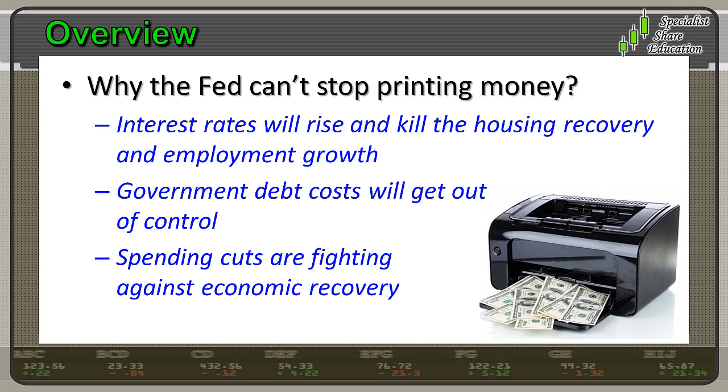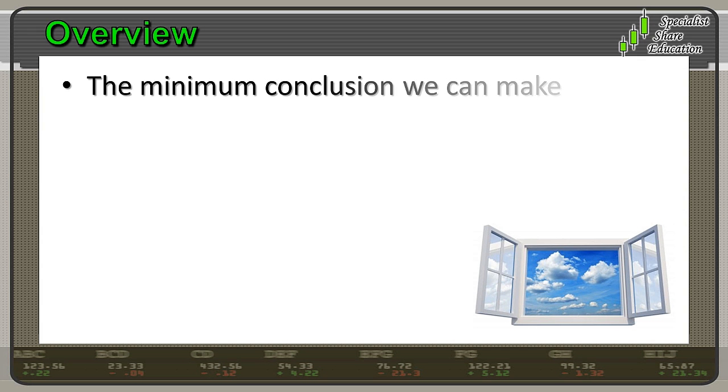And if they stop printing, then interest rates are going to rise, and that could lead to a really nasty cycle. And of course, the other thing that's happening in America is that there are spending cuts, which are now a matter of law, and they are actually hampering the economic recovery. So the Fed has really got to keep printing money to offset those spending cuts. So there's some really important fundamental reasons why I don't believe the Fed's going to stop printing money, and that's going to be very positive for stocks.